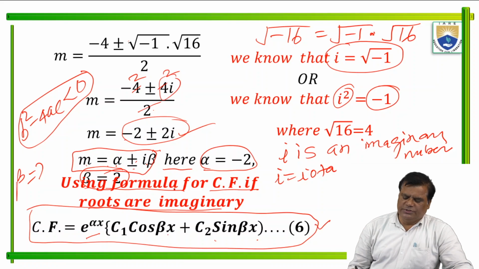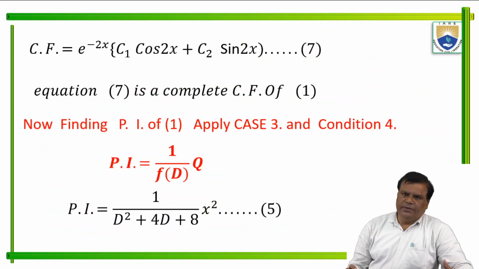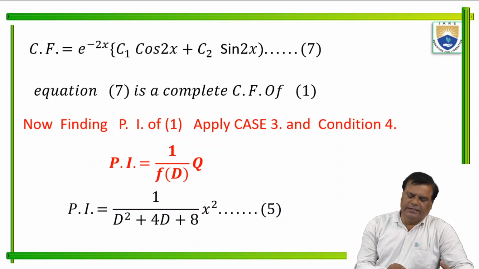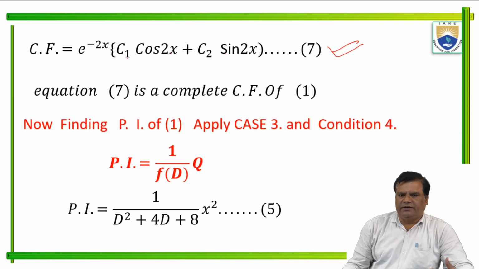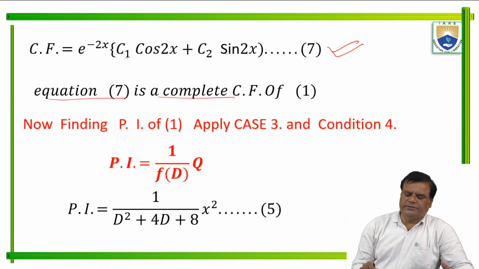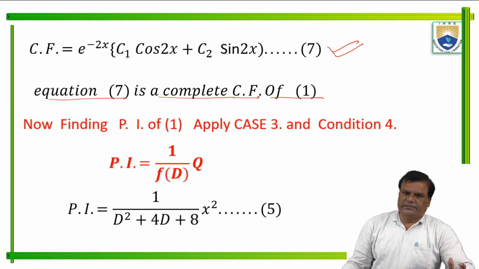So CF equals e to the power alpha x in bracket c1 cos beta x plus c2 sin beta x. This is equation 6. Now putting the values of alpha and beta in equation 6, we get CF equal to e to the power minus 2x, c1 cos 2x plus c2 sin 2x. This is equation 7, the complete complementary function CF of equation 1. Half the part is completely solved; the complementary function is found.